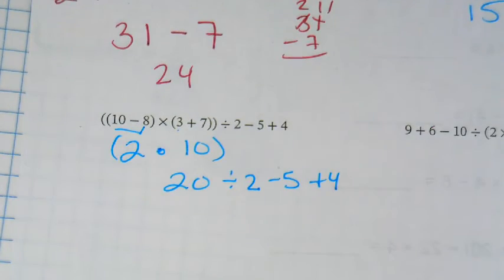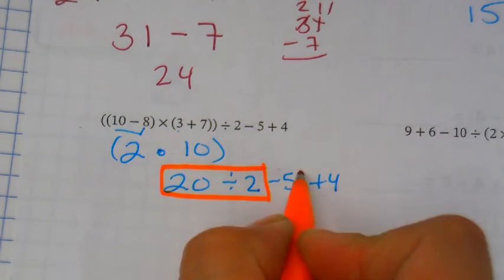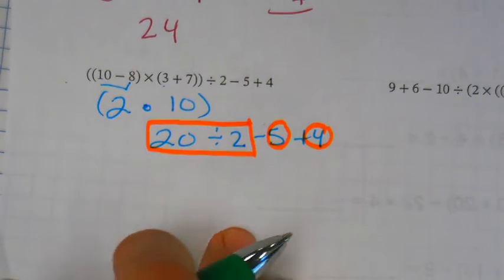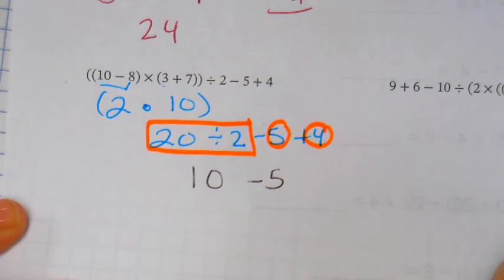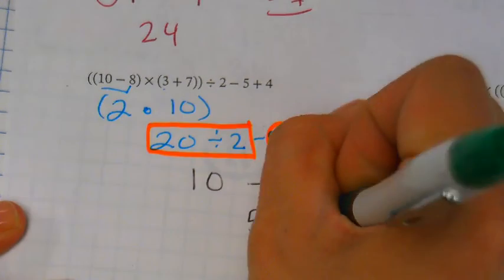Then we circle. What's 20 divided by 2? 10 minus 5? 5 plus 4?